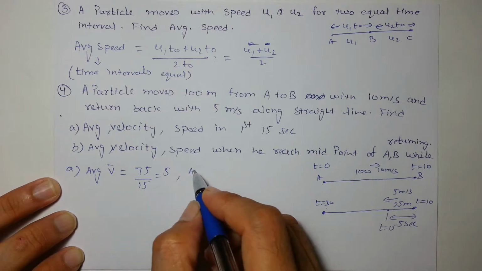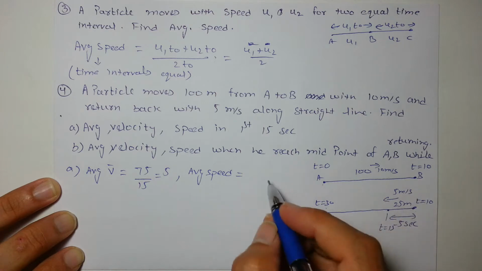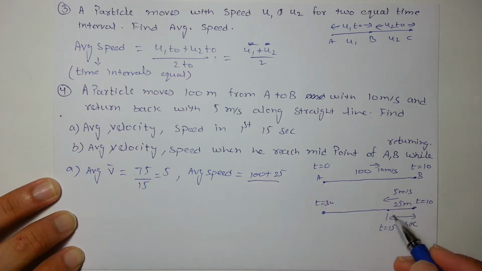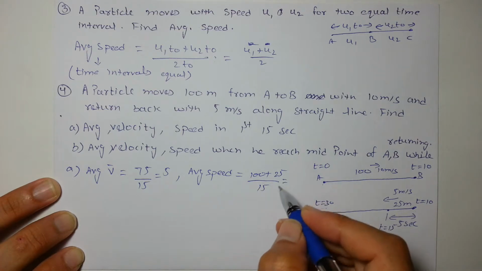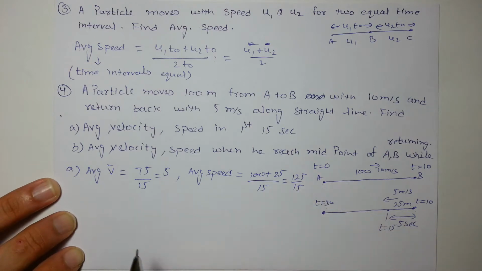And average speed: distance covered is 100 meters plus 25 meters, and time is 15. So 125 by 15, and that is the answer.